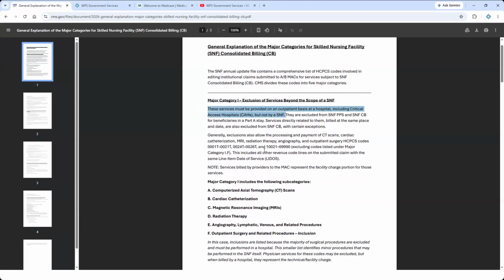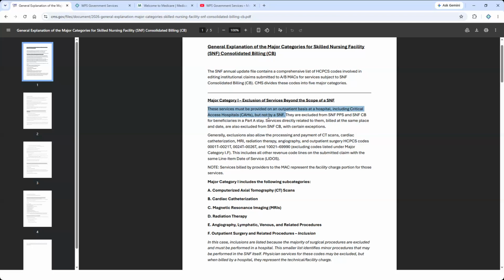Now there is one portion of this that is a little weird, and it's major category 1F. The reason it's a little different is that it's actually an inclusion list. These are the surgeries that a skilled nursing facility can do, and they would be included if they were performed in a hospital or critical access hospital.